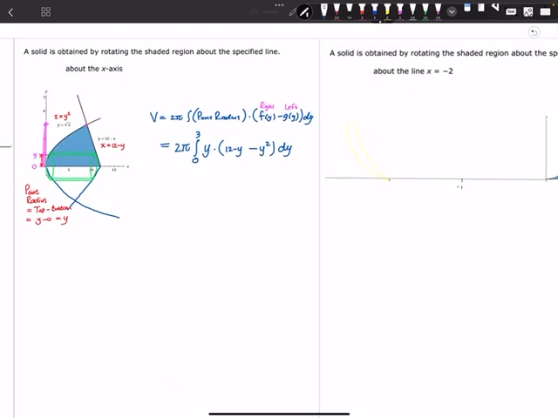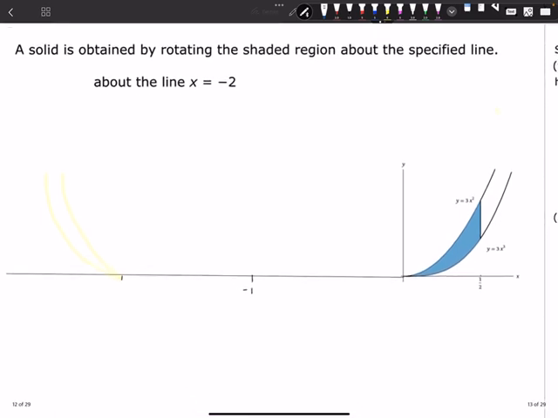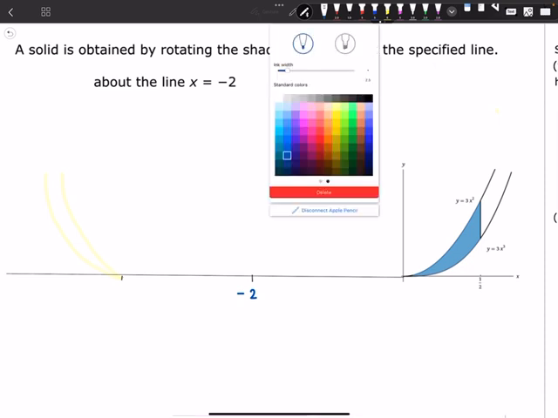All right, another problem says that a solid is obtained by rotating the shaded region about the specified line. In this case, we are rotating about the line x equal to negative 2. All right, I can see that I should have labeled this. This is the line x equal to negative 2, actually. Not drawn to scale. I did not have enough room on this page to draw this to scale, but this is the line x equal to negative 2.